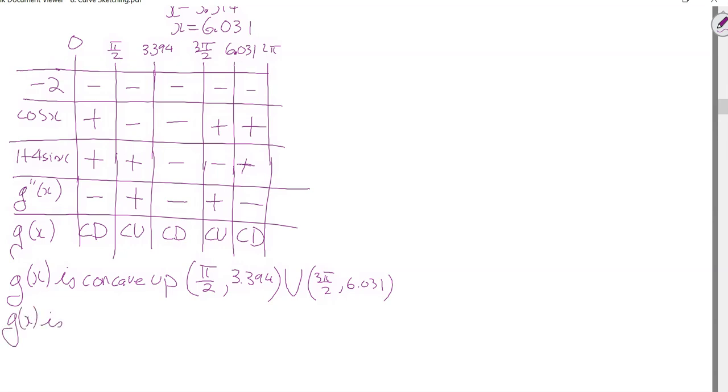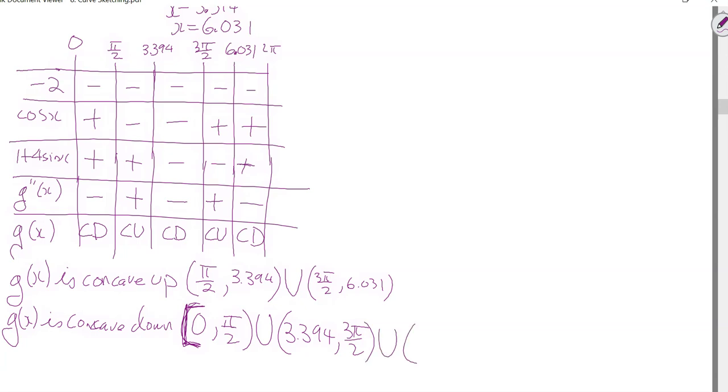G of x is concave down. Where? 0. I'm not sure if that should be a square bracket or a round bracket. I mean, it's a hard limit. 0 to π/2. 3.394 to 3π/2. And 6.031 to 2π.